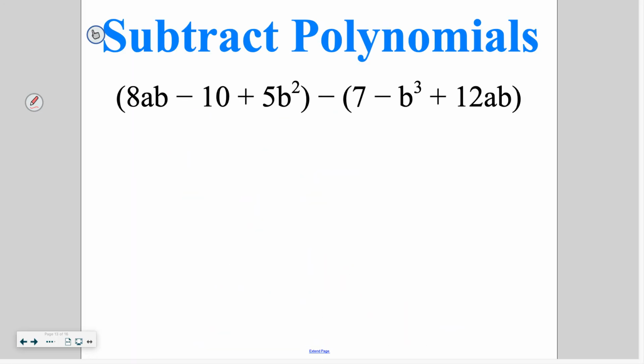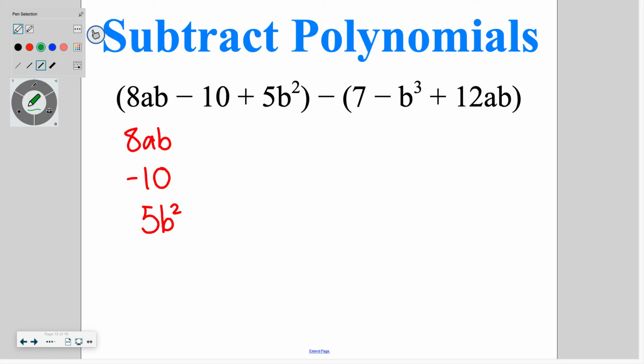Process for subtracting is the same as adding, so I'm going to go ahead and start by listing those terms of my first trinomial. So I've got 8ab, I've got a negative 10, and I've got 5b squared.